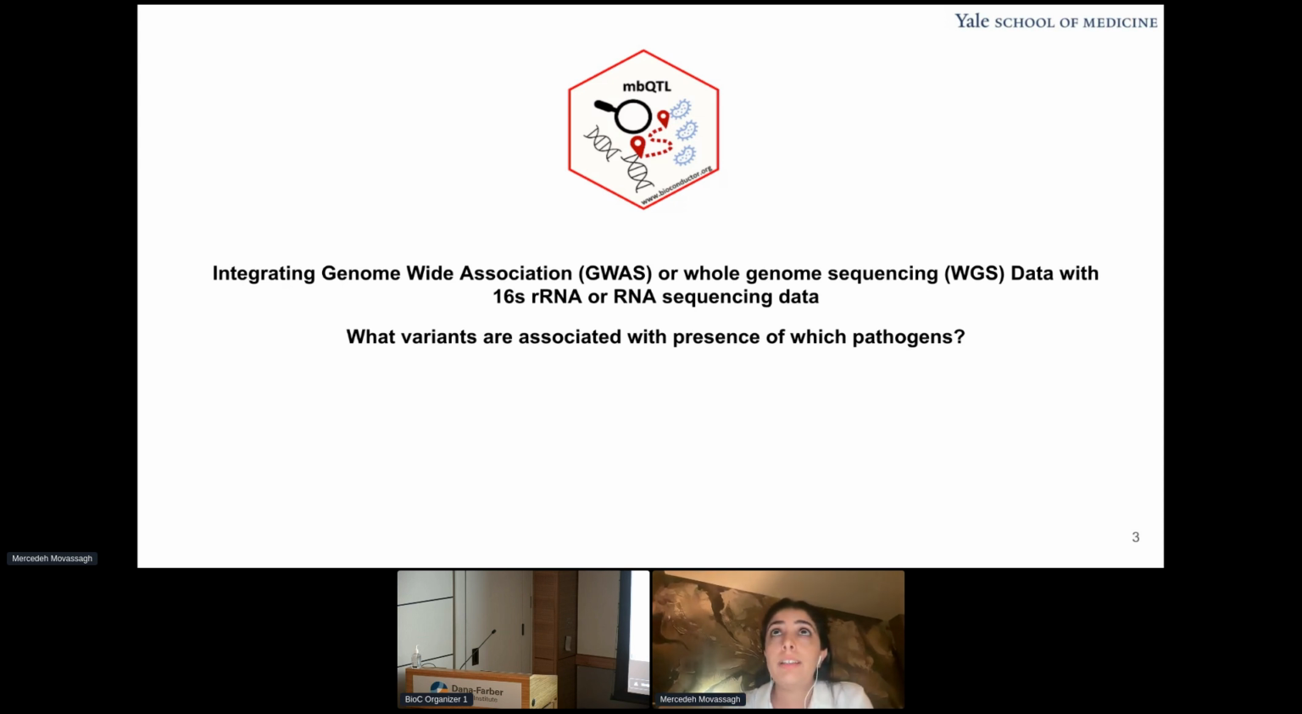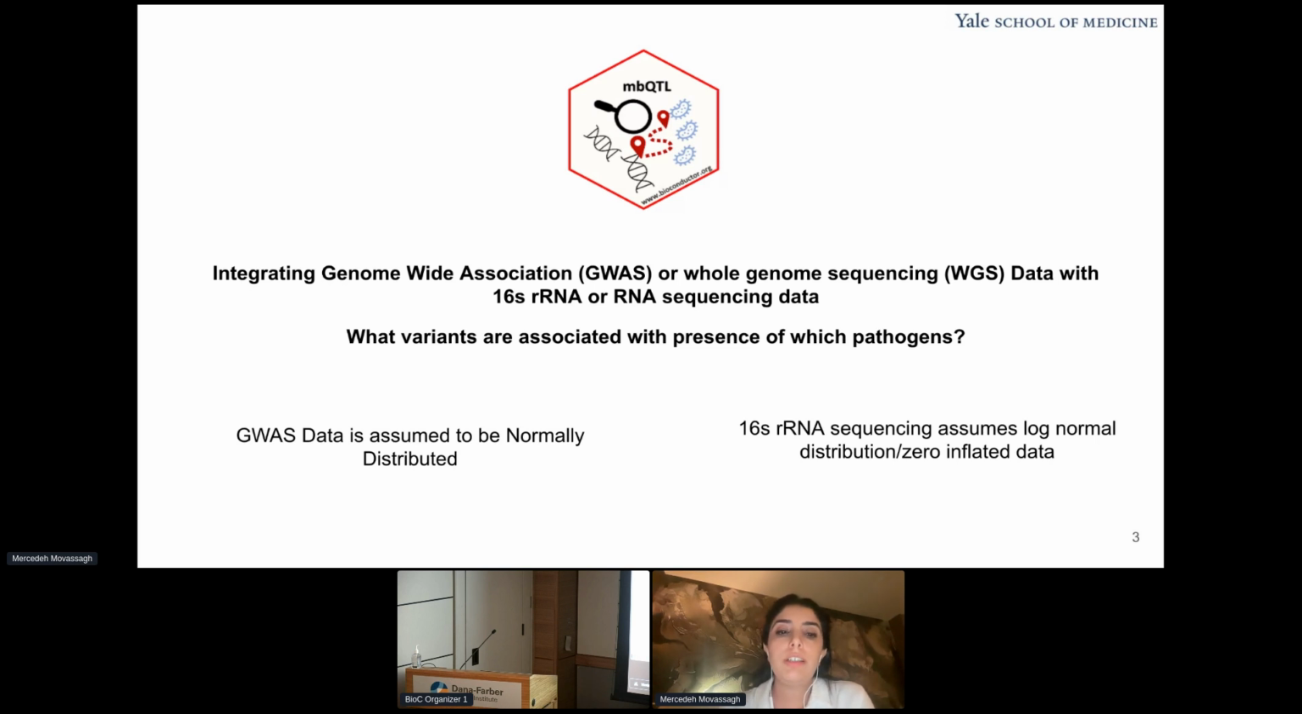When we ask whether there is an association between SNPs and microbes or SNPs and other pathogens, what we're trying to do is integrate various sequencing data. In this case, we're going to try to integrate the results of a GWAS analysis or whole genome sequencing with 16S rRNA sequencing or RNA sequencing data that has identified pathogens or microbes. So again, we're asking what are the variants that are associated with the presence of these pathogens?